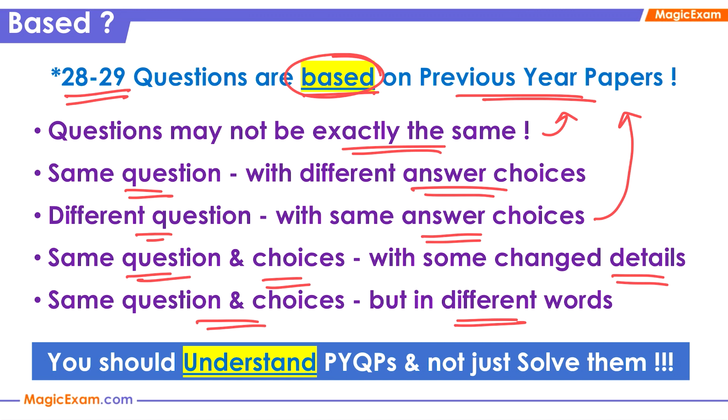So if you read the question carefully and if you understand it, you will see that it is almost the same question that you have already seen in the previous question paper. So, which goes to say that when you are solving the previous question paper, it is not just enough to solve them. You should actually understand the questions. So what is the difference between this solving and understanding?